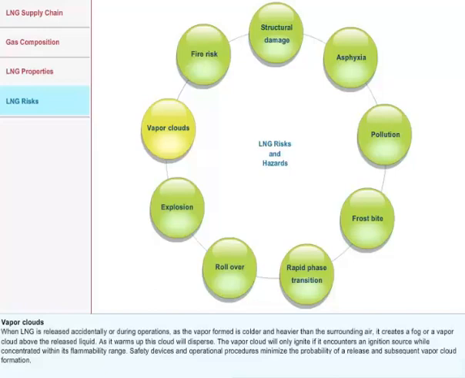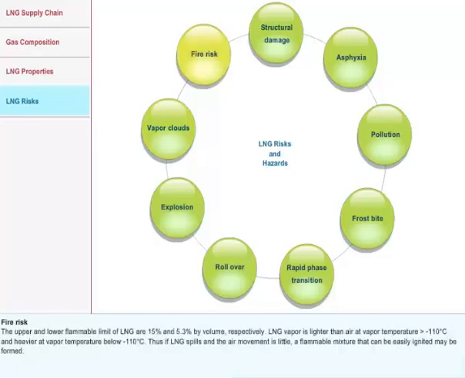When LNG is released accidentally or during operations, as the vapor formed is colder and heavier than the surrounding air, it creates a fog or a vapor cloud above the released liquid. As it warms up, this cloud will disperse. The vapor cloud will only ignite if it encounters an ignition source while concentrated within its flammability range. Safety devices and operational procedures minimize the probability of a release and subsequent vapor cloud formation.